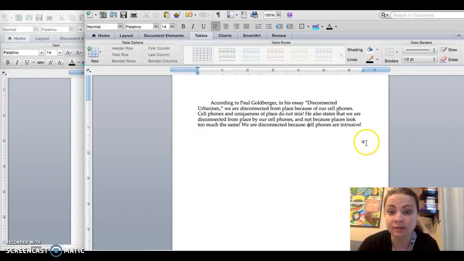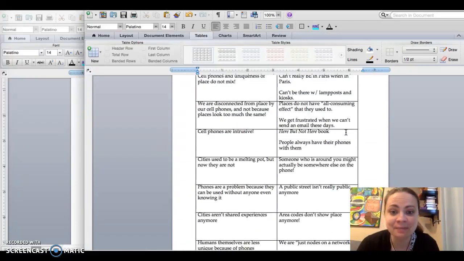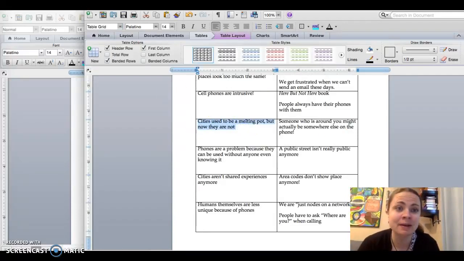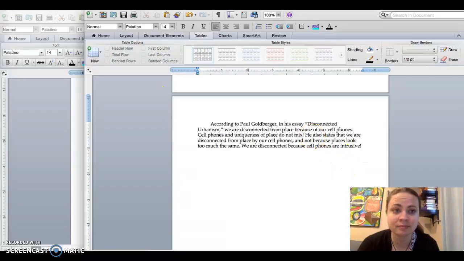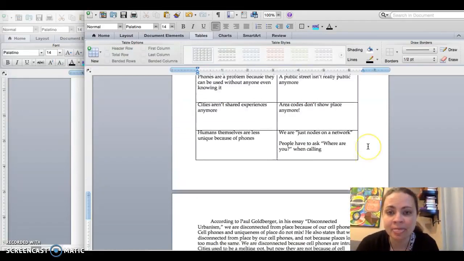Cell phones are intrusive, right? And I got very enthusiastic and put a lot of exclamation points, so you don't need to put all of those. And then we have cities are not a melting pot. Cities used to be a melting pot, but now they're not because of phones. And I'm going to add because of cell phones.